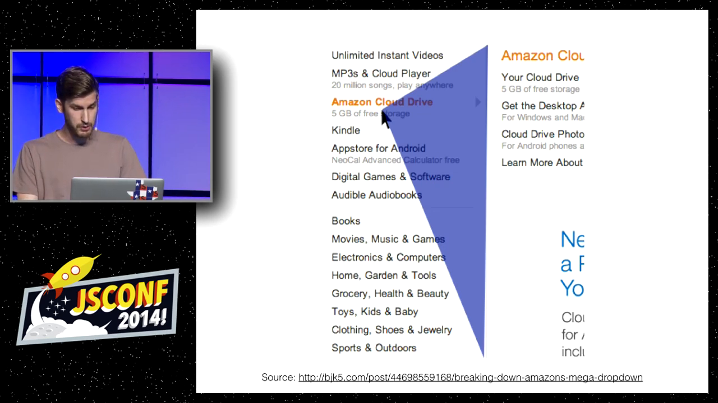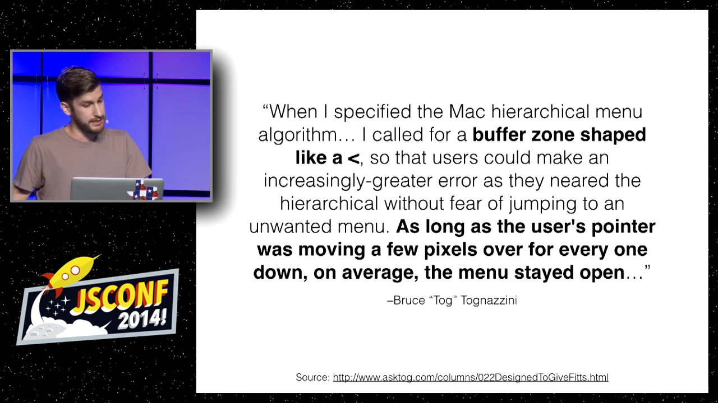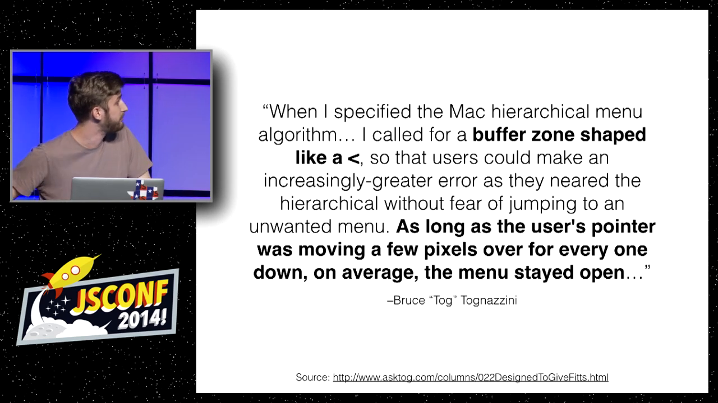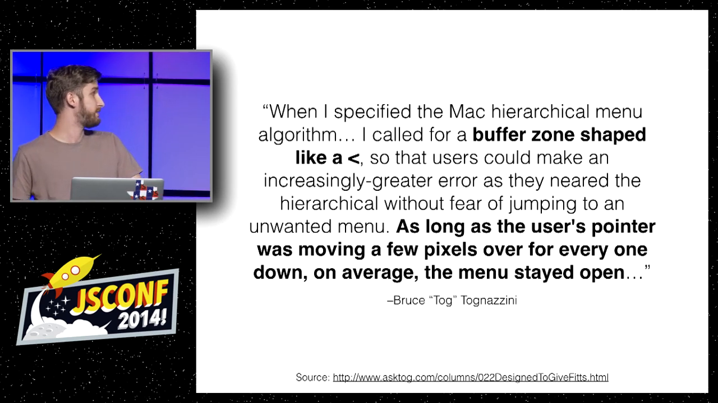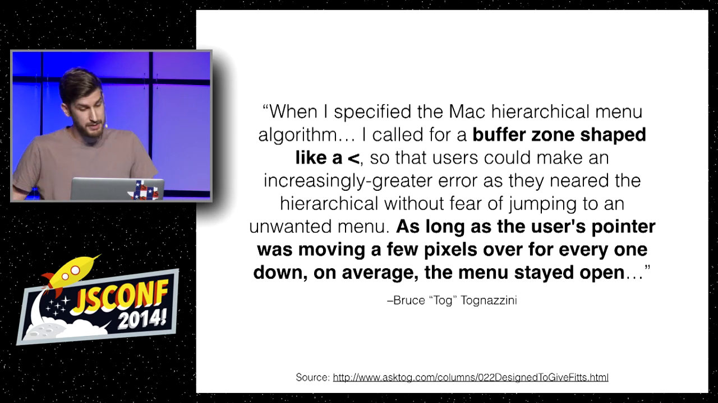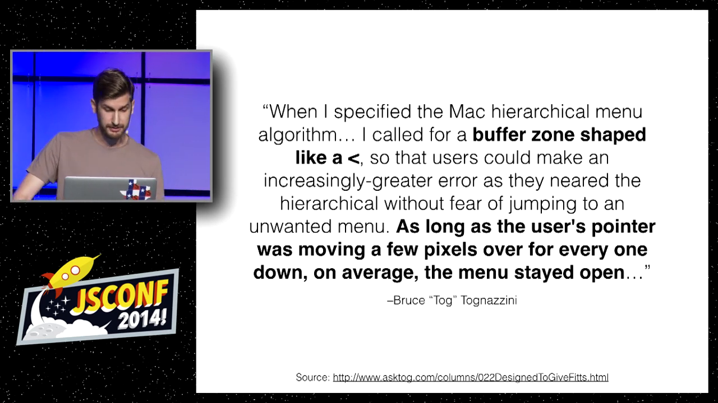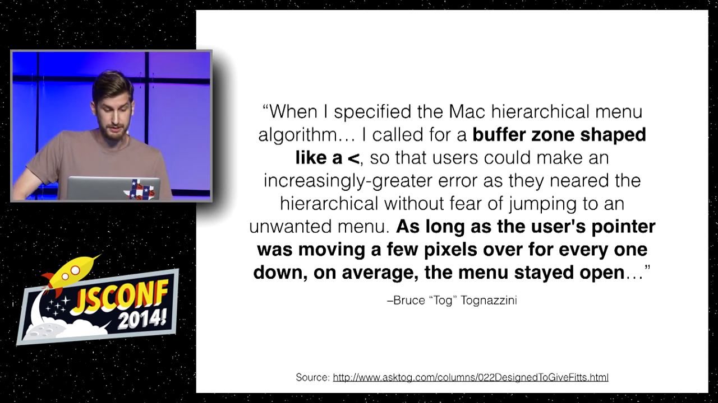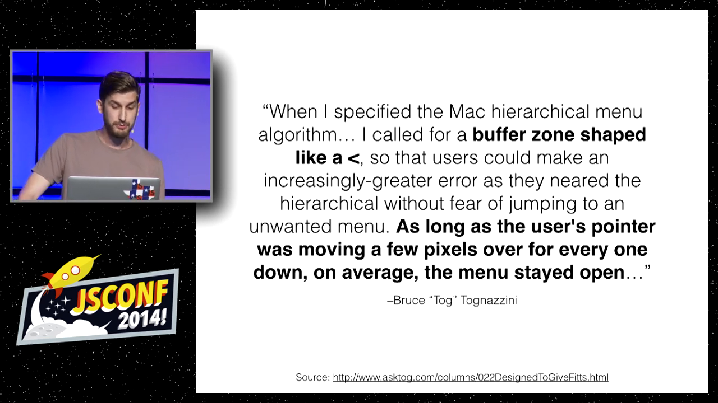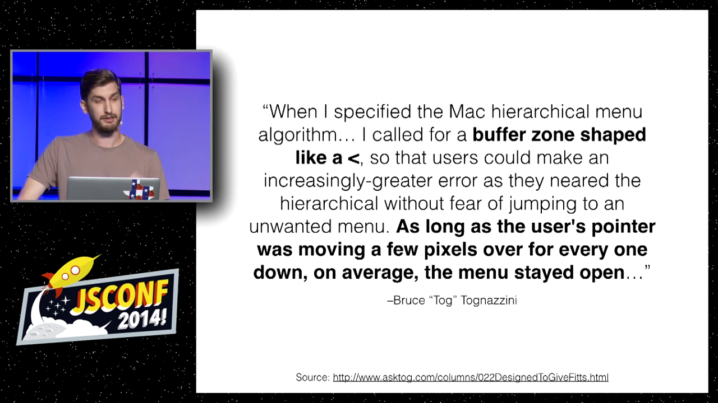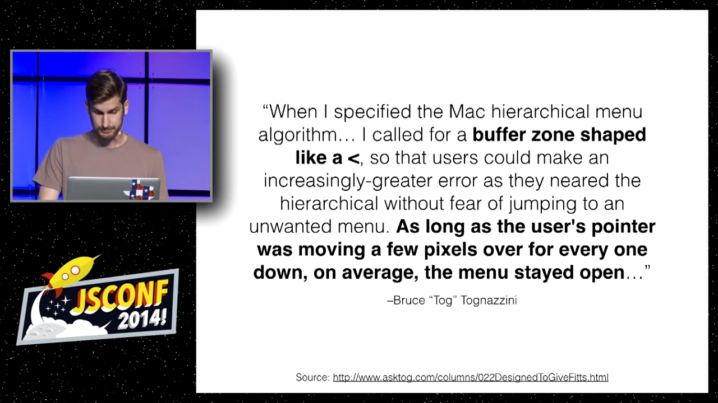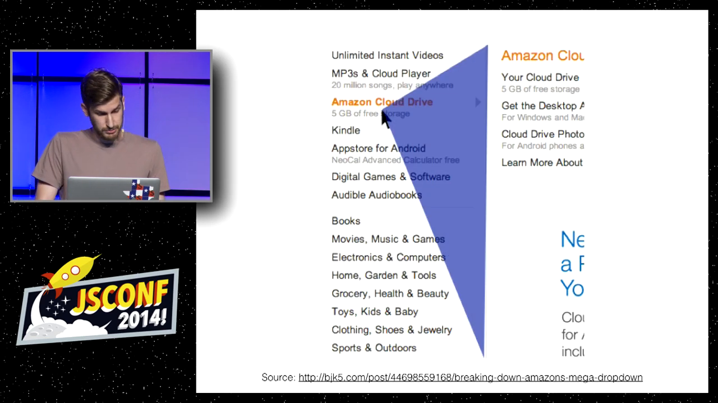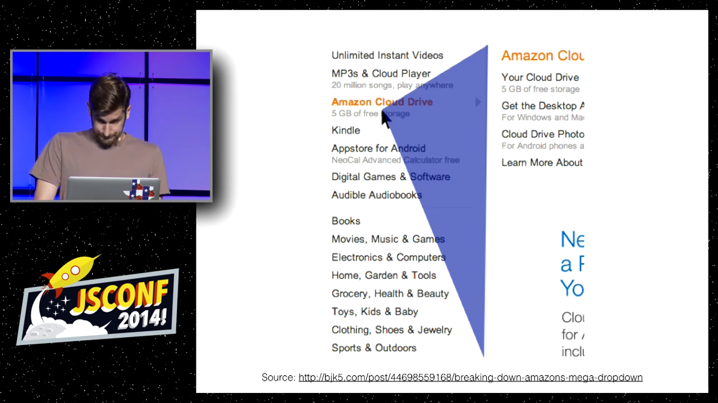So we have another quote from Tognazzini. He says, when I specified the Mac hierarchical menu algorithm, I called for a buffer zone shaped like a triangle so that users could make an increasingly greater error as they neared the hierarchical without fear of jumping to an unwanted menu. As long as the user's pointer was moving a few pixels over for every one down, on average, the menu stayed open. And again, a buffer zone shaped like a triangle.